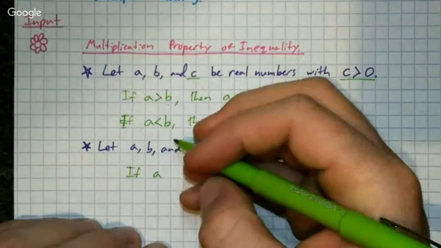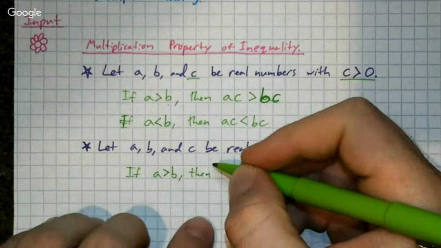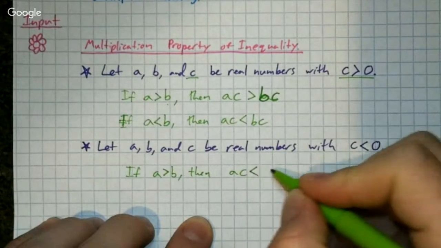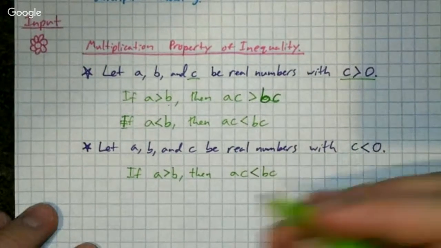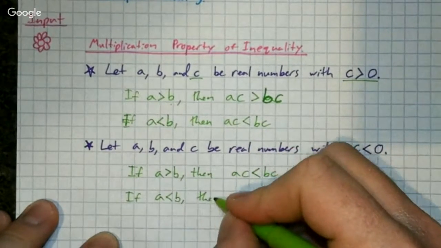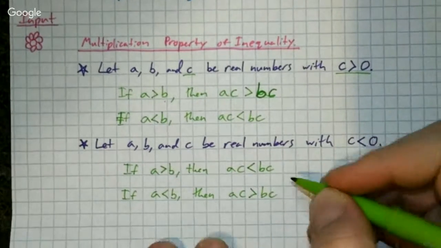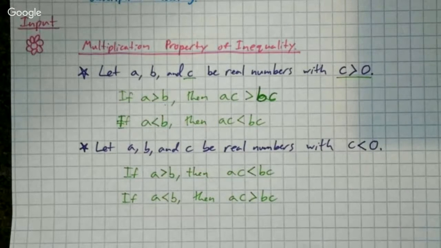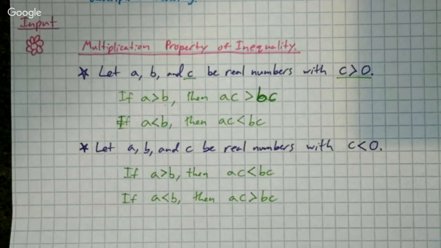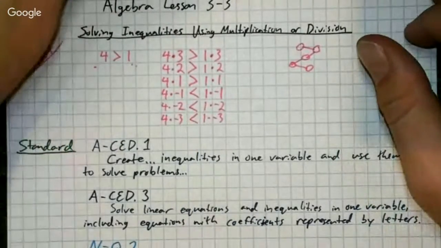If A is greater than B, then A times C, and now here's where it's different, is less than B times C. And if A is less than B, then A times C is greater than B times C. Now again, that's kind of confusing to hear just said out loud. That's why we really want to write it down and use this color coding to make our notes look good, okay?